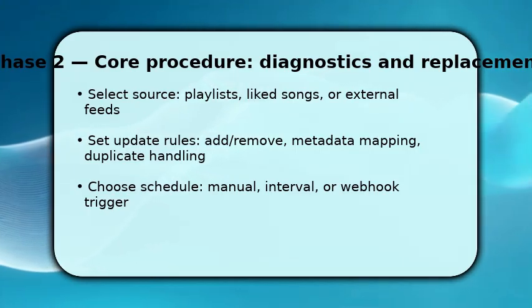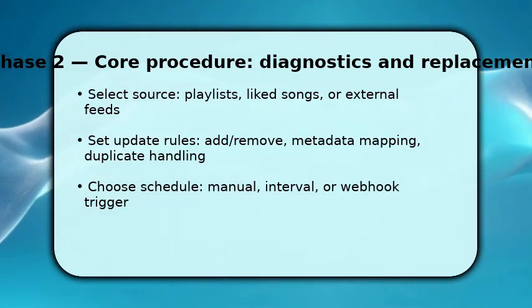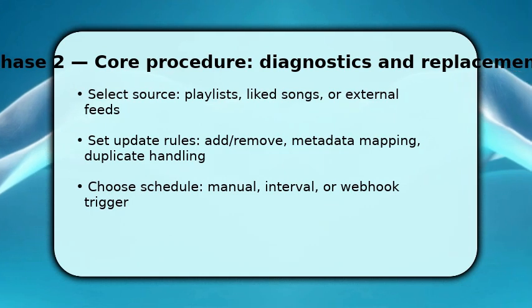Should the app add only, remove stale tracks, or both? How to handle duplicates, and whether to normalize metadata. Next, choose a schedule: manual, periodic interval, or webhook, so updates run at predictable times without wasting API calls.